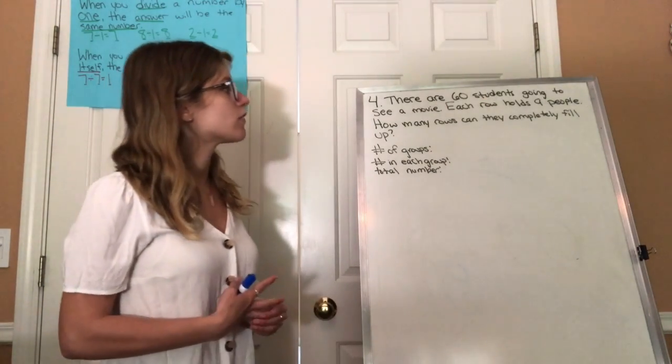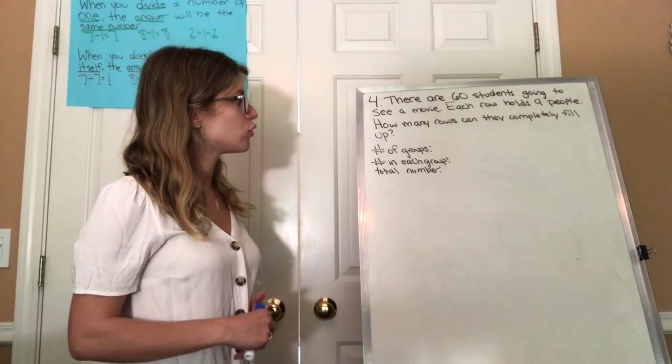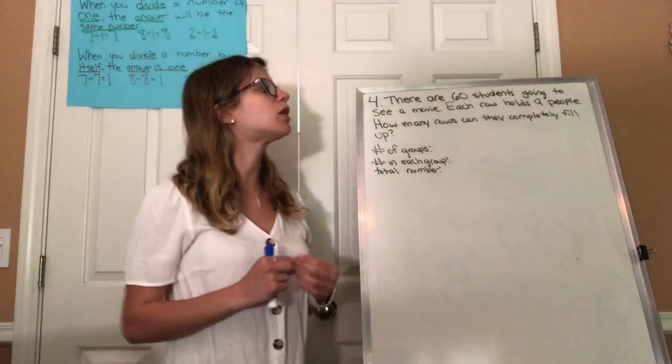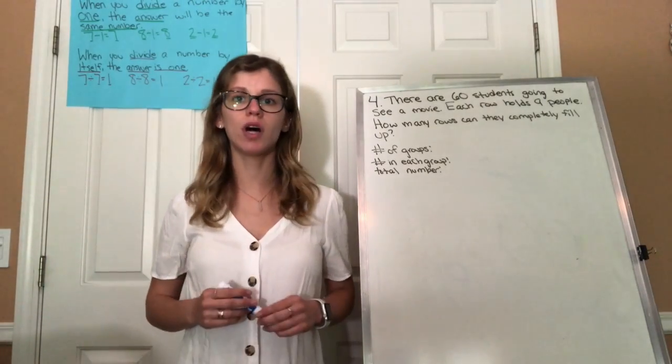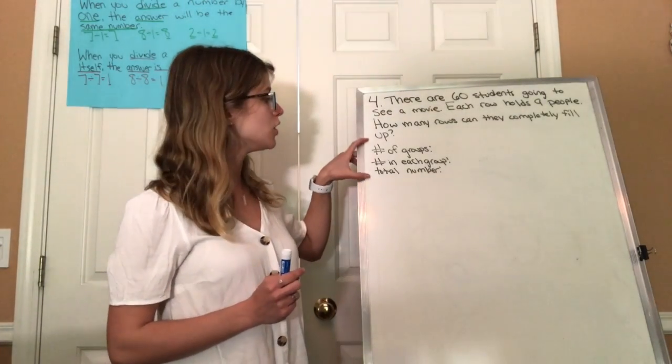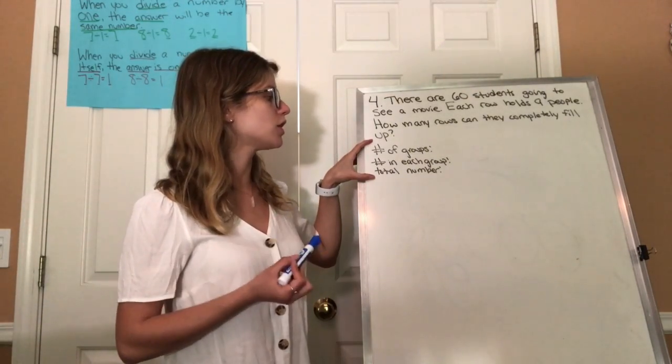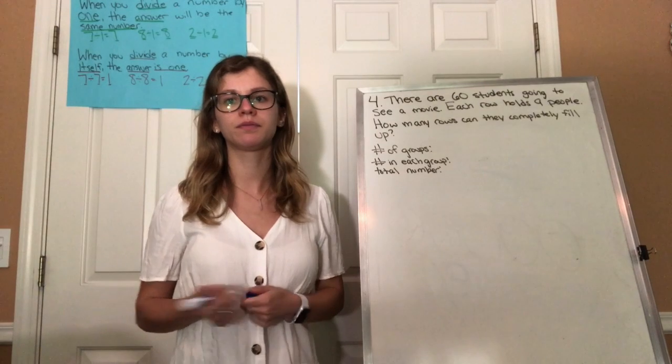Now let's take a look at number 4 from yesterday's homework. This problem says there are 60 students going to see a movie. Each row holds 9 people. How many rows can they completely fill up? Pause me and take notes of this problem using the same note-taking format that I have here of number of groups, number in each group, and the total number.